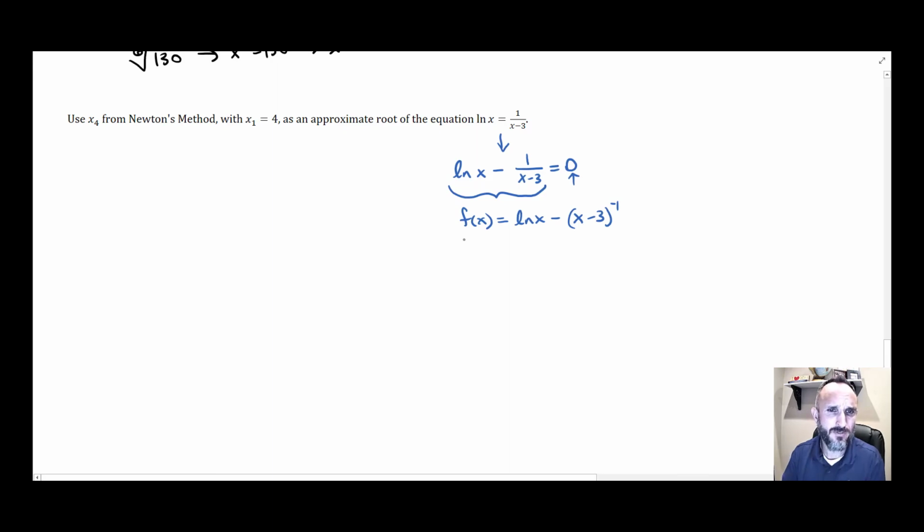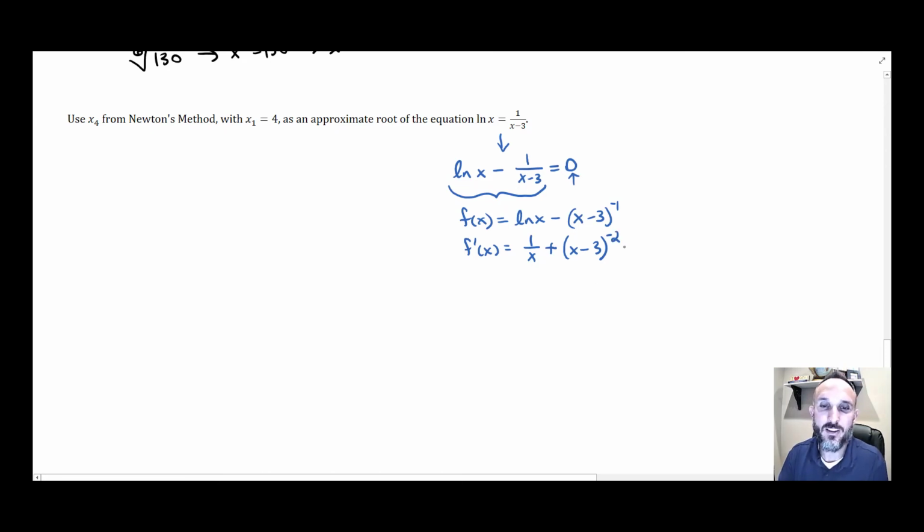Now, to use the formula to run through the iterations on your calculator, we need f prime of x also. So we have to differentiate. The derivative of the natural log of x is 1 over x minus, here we have a little chain rule. So first we deal with the power. So we're going to bring the exponent negative 1 down to the front as a coefficient. And then we have minus negative 1. So that actually turns into a plus. x minus 3, and the power goes down by 1 and turns into negative 2.